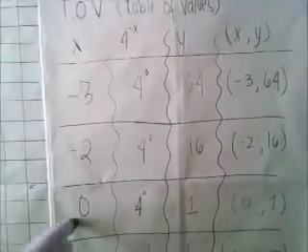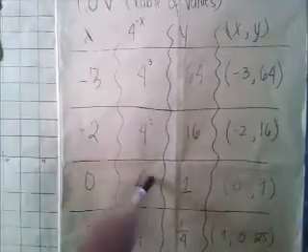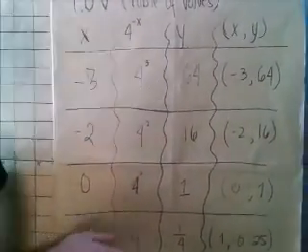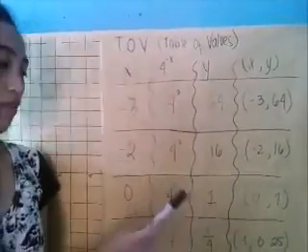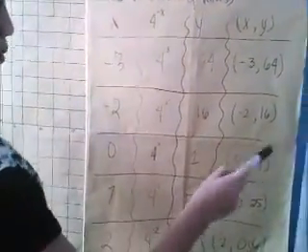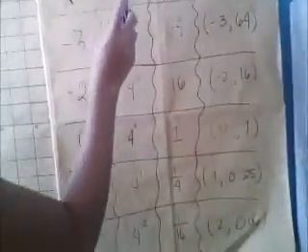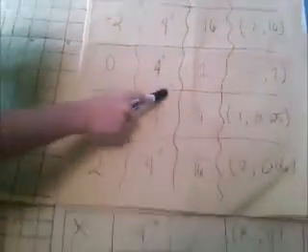For the next term, 0 times negative 1 is 0. By the way, any real number that is raised to 0 is equal to 1. So, our coordinates is 0, 1. For next, 1 times negative 1 is equal to negative 1. 4 raised to negative 1.